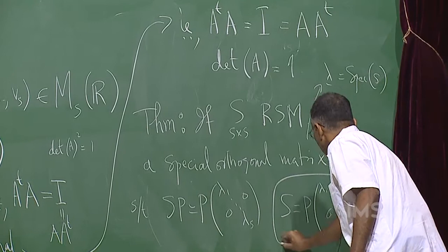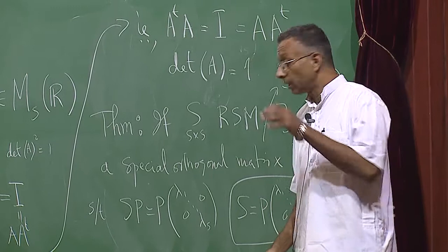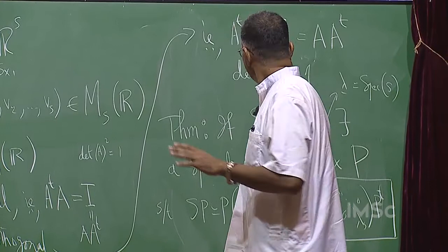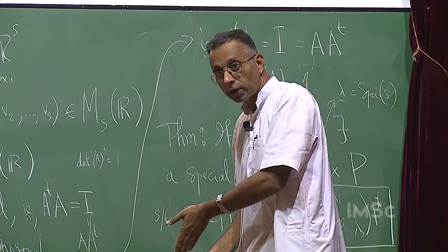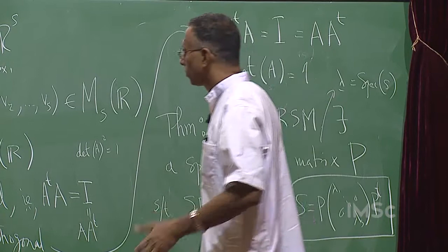So here is another version of the same theorem. We have finished the rewriting. It's saying any real symmetric matrix can be conjugated to a diagonal matrix, in fact such that the diagonal is the eigenvalues in descending order, if you wish, by a special orthogonal matrix. This is what we've done.